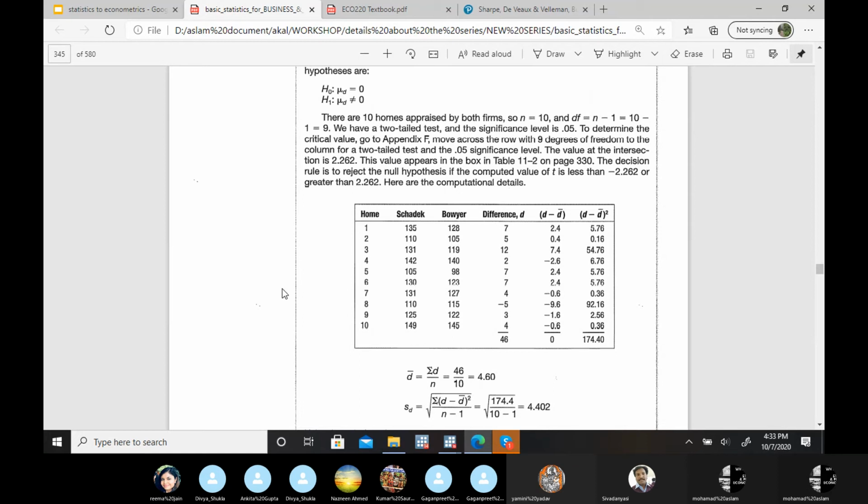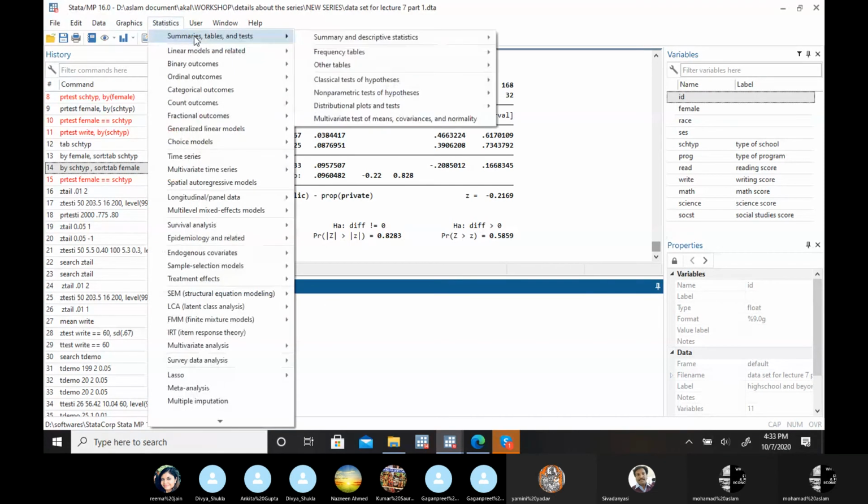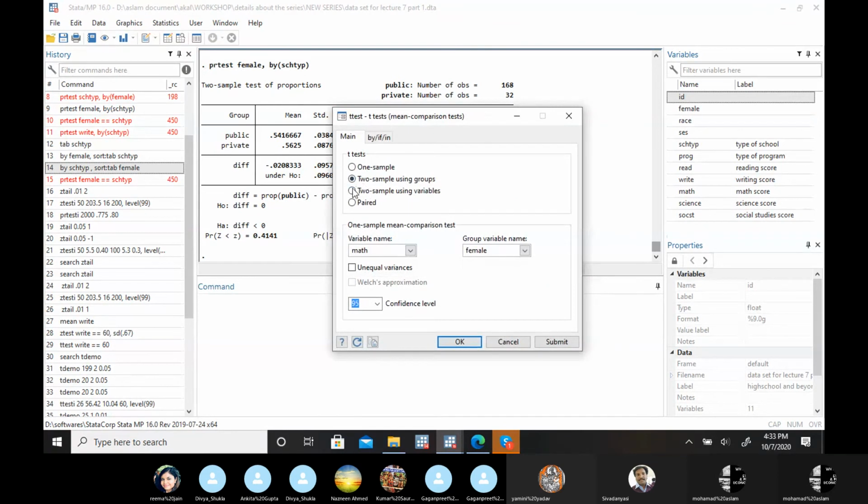So let me do this particular case. First I'll do it with science and math, then do this textbook case. Statistics, classical test, hypothesis testing, t-test mean comparison, two samples using variables, paired, because they are not independent, they are dependent, a single sample set. The first variable is math score, and the other variable is science score. Let me do it with the 5% level of significance.